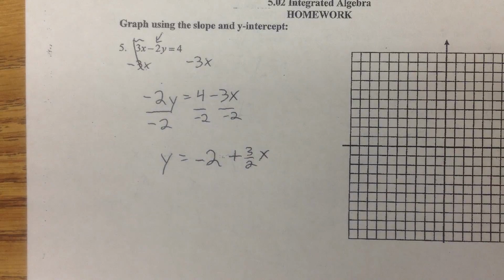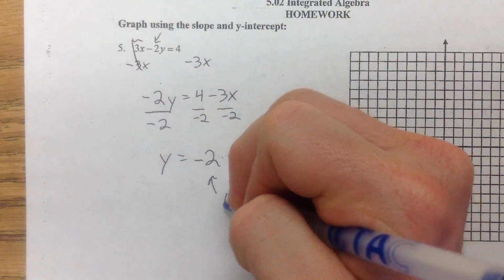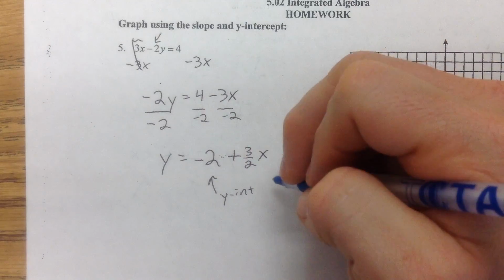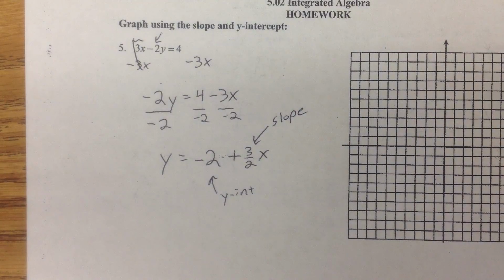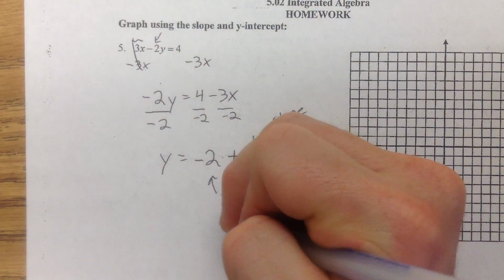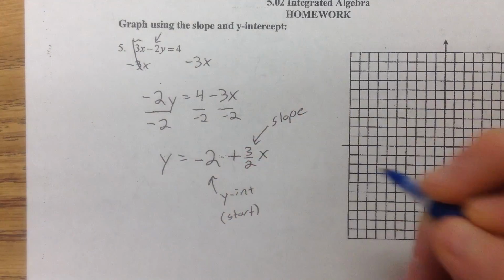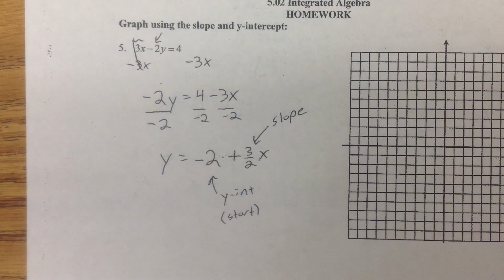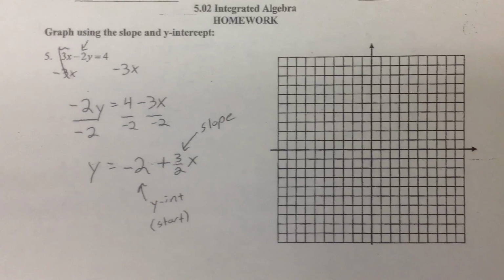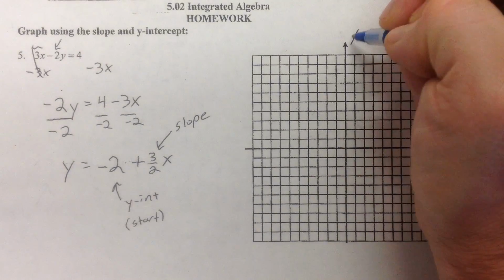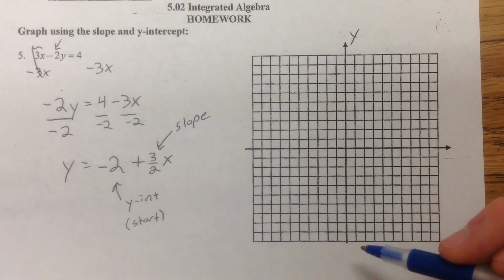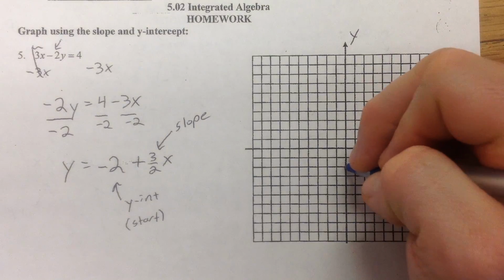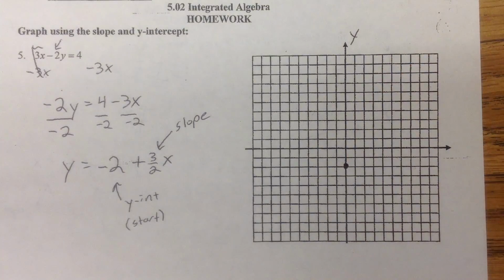So using the slope and the y-intercept, we know this one is the y-intercept because it's the one without the x, and we know this one is our slope. The y-intercept is where we start our graph. So on the y-axis, which is the up and down axis, we would start at negative 2. The y-intercept is negative 2, so that's where our line crosses the y-axis. It crosses the y-axis at negative 2. So that's telling us where we can start when making our graph.